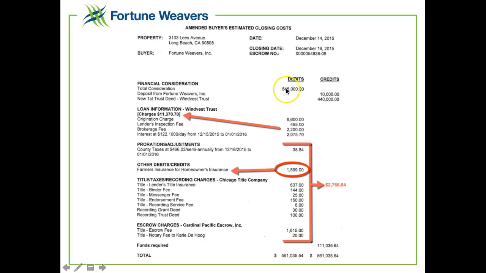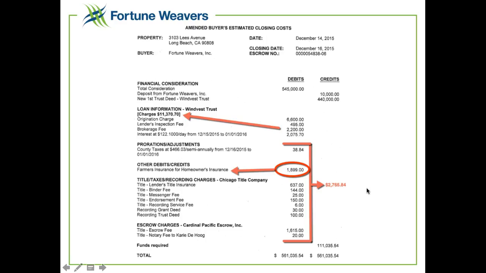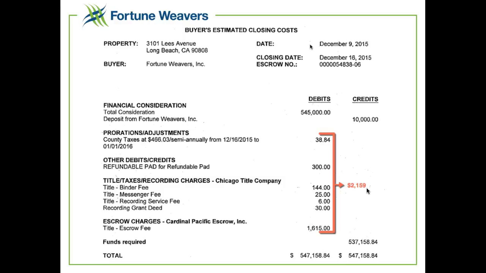So if we look at our purchase price of $545, you're still looking at 0.5% there. Where the numbers go up is here with the origination. That'll eat you up right there. Now look, so $2,765 with a hard money loan. Without hard money, all cash, $2,159. So once again, $2,765 to $2,159. So you save a lot of money if you can go all cash.